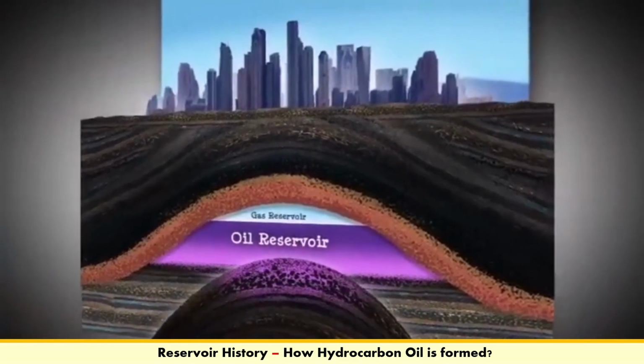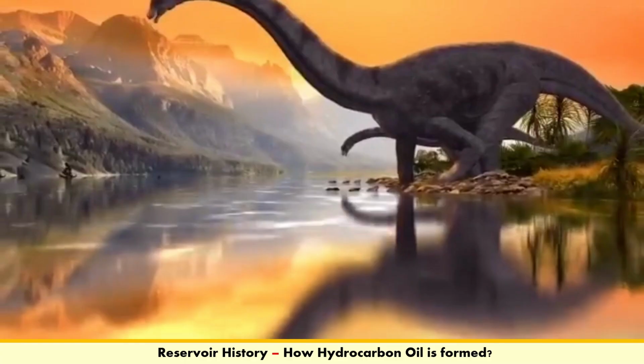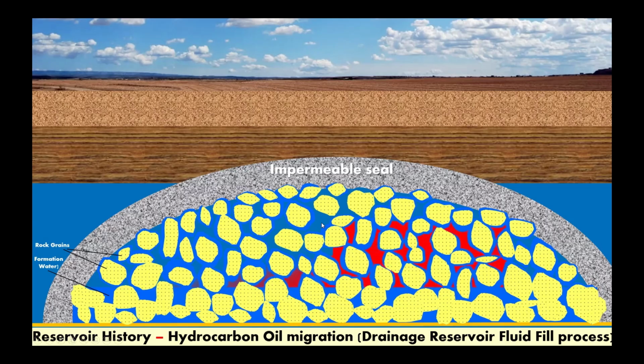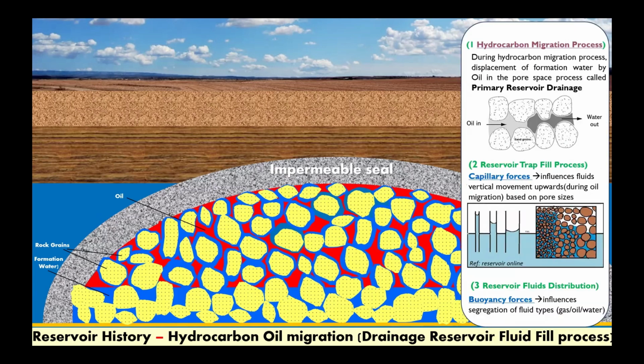That was a very basic explanation of how the oil is formed. After the oil is formed, it migrates to fill a wet reservoir rock. The red here represents the oil. During the migration process, the oil displaces the movable formation water. This process is called primary drainage.